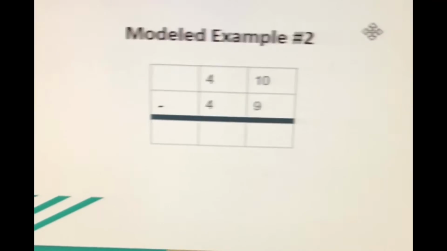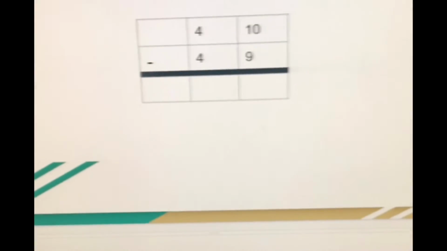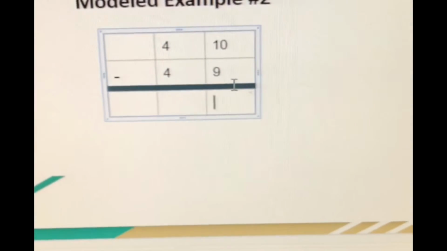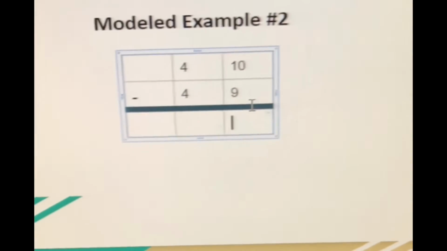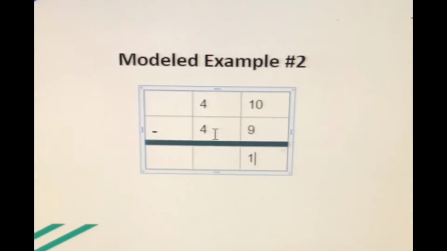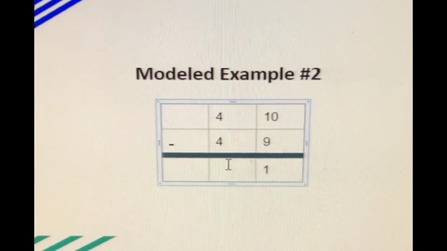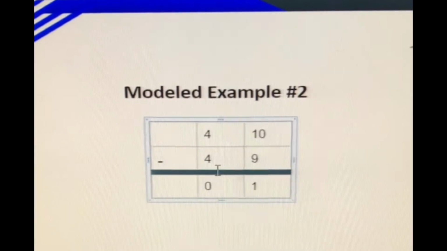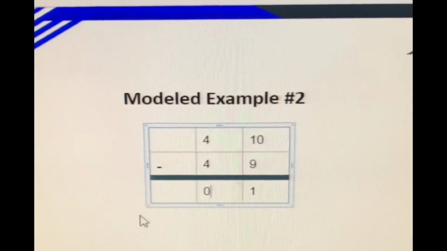Alright, now the last step is to subtract. So 10 minus 9 equals 1. And 4 minus 4 equals 0. And we have our answer.